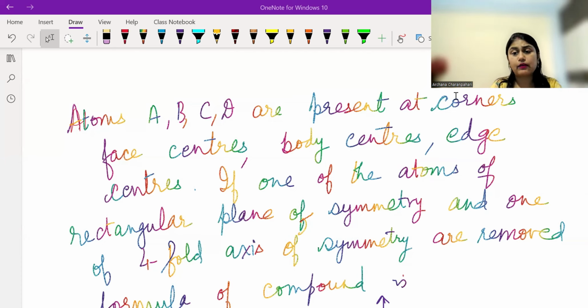So what is given is that the atoms of one rectangular plane of symmetry and a fourfold axis of symmetry are removed. We have to determine what is the formula of the compound, right? So there are two cases.